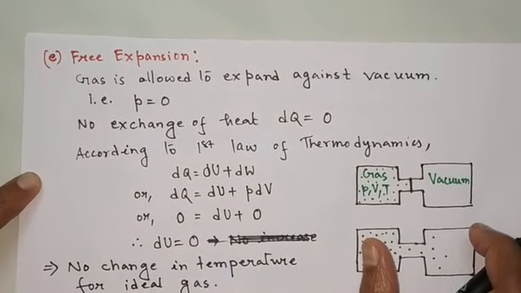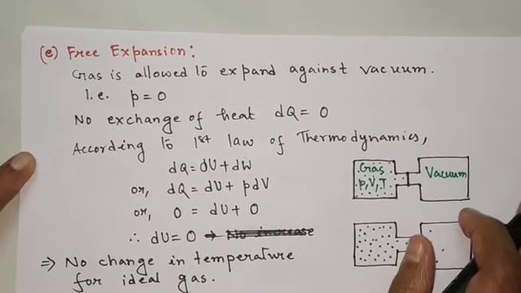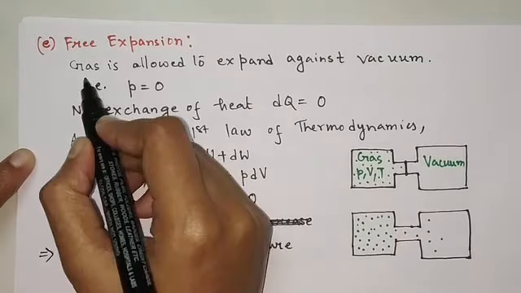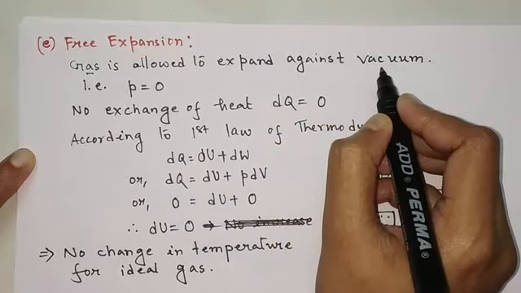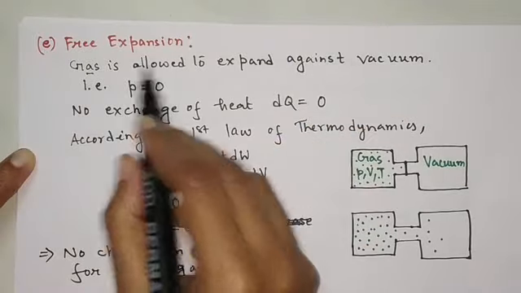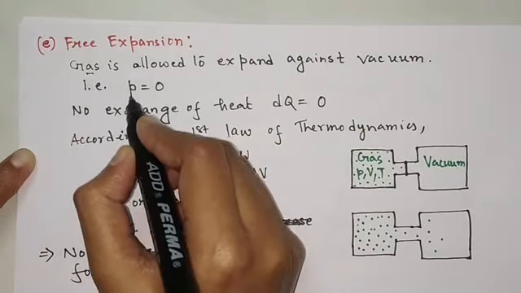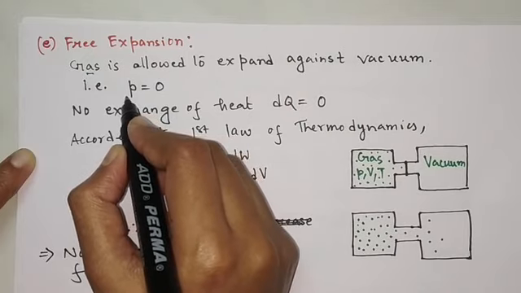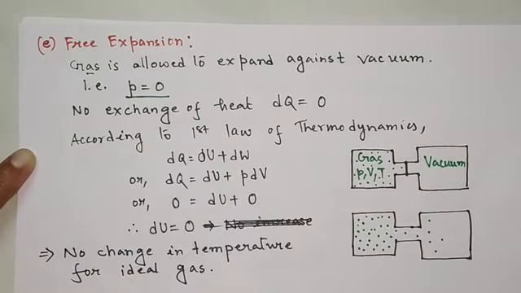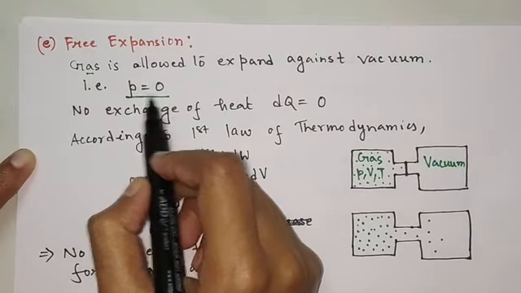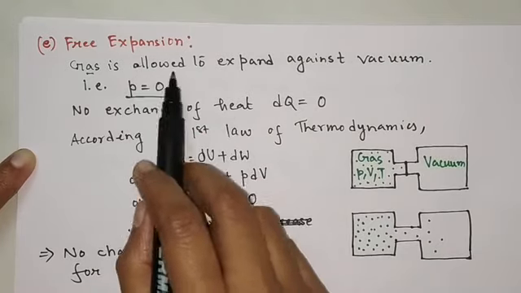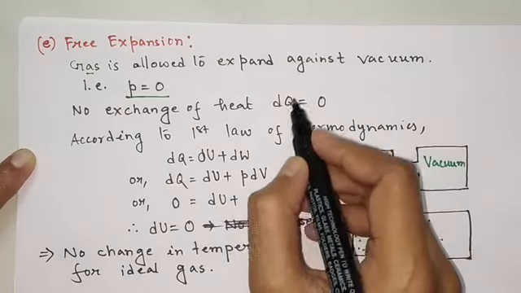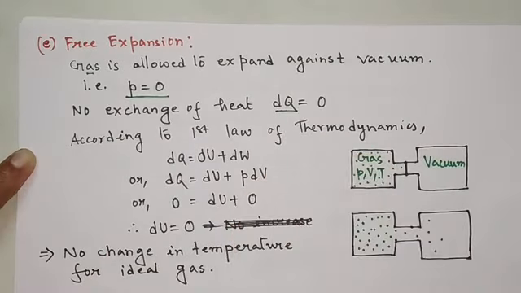Free expansion means the gas, suppose we have a gaseous system, is allowed to expand against vacuum. So the gas is expanding against vacuum, meaning expanding against a pressure of 0. Vacuum means it has a pressure of 0. And there will be no exchange of heat during the free expansion. That is, this dq term will also be 0.